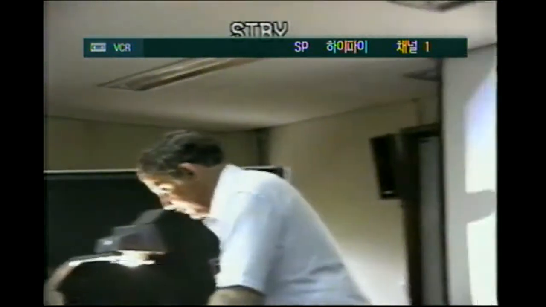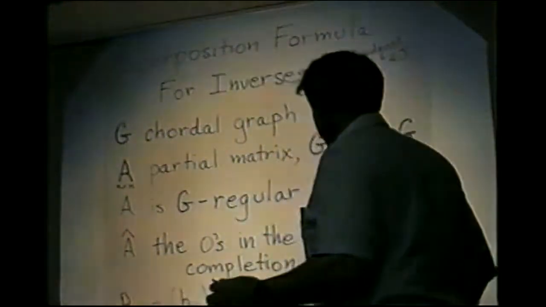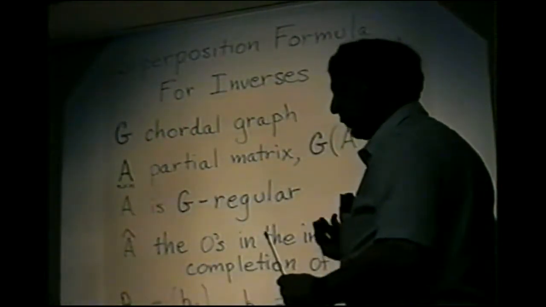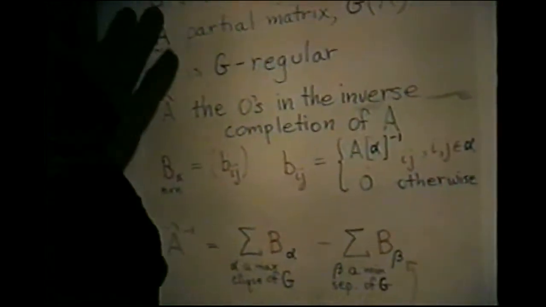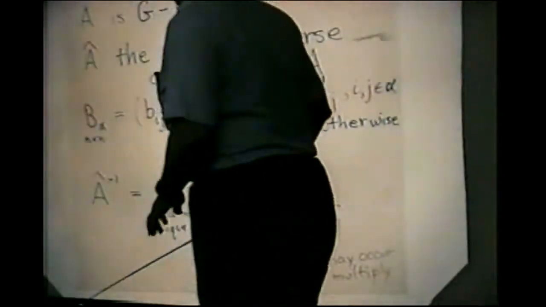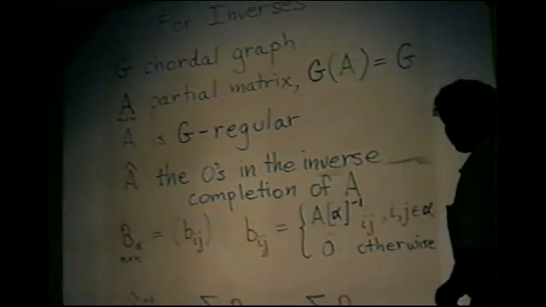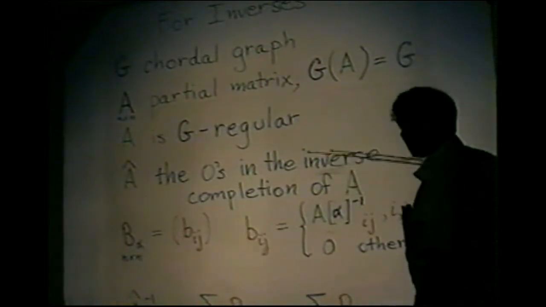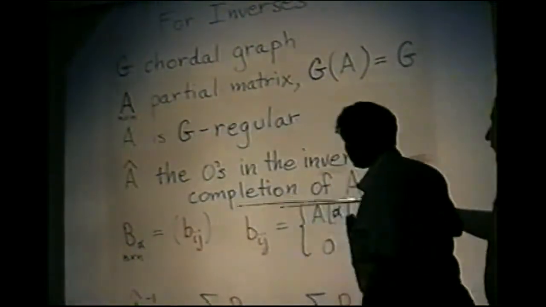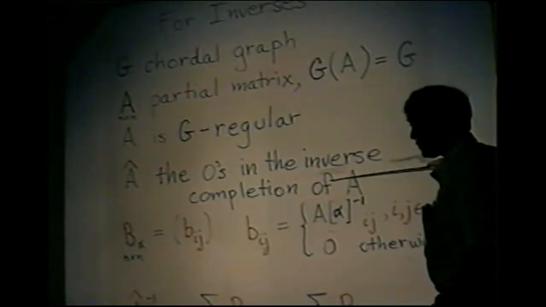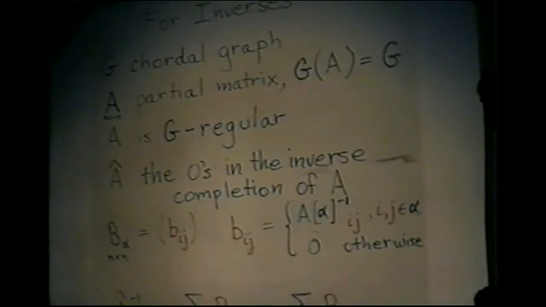That leaves just one question left, and that is, what are the non-zero or the possibly non-zero entries in the inverse matrix for this special completion? And there's again a really nice formula for the inverse here, to say what the non-zero entries are. So again, I've got the same setup: a chordal graph, a partial matrix. The graph of the partial matrix is this given chordal graph G, and I've got G regularity. Now let me denote by A hat a special completion of A that has zeros in its inverse in the correct places. What I'm going to show is how to calculate that inverse in a simple way.